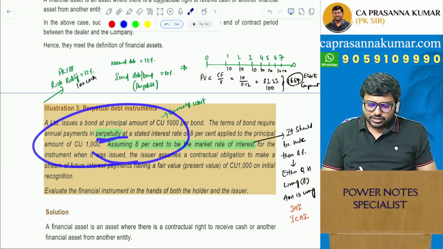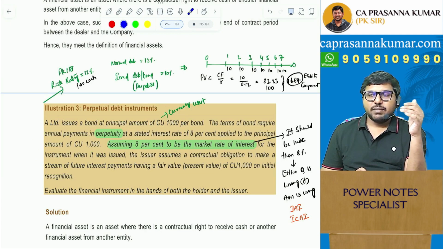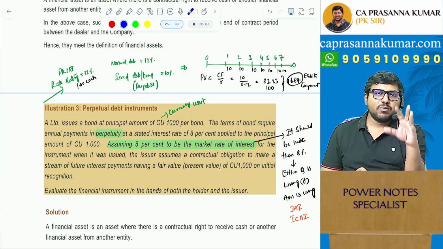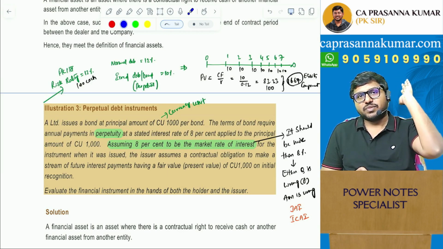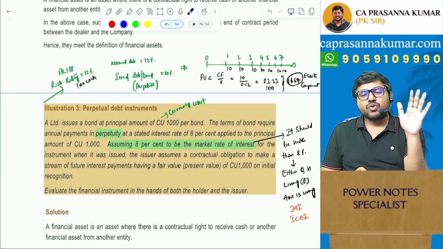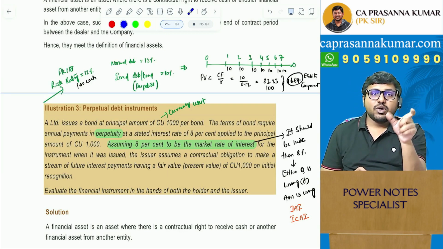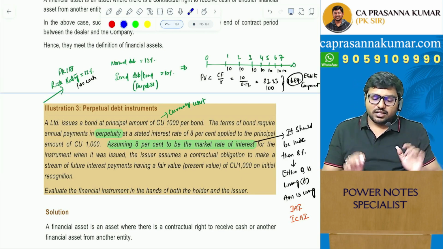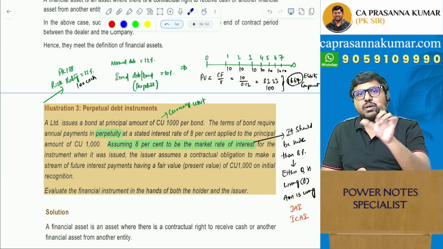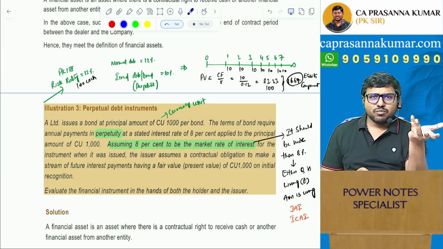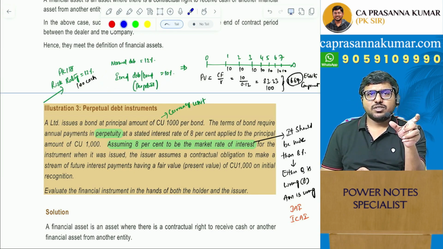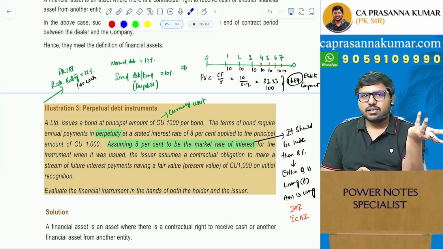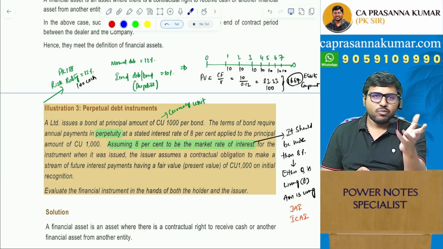In this, it is perpetuity, meaning irredeemable. Perpetuity means you will be paying interest every year for this particular bond or debenture for a lifetime, which means there is no end, and no end means there is no redemption. So we call them perpetual bonds or perpetual debentures. Got it? Or in other words, you can also call them irredeemable debentures or bonds. Both have the same meaning. Perpetual means you keep on paying interest for the lifetime, which means you never redeem.